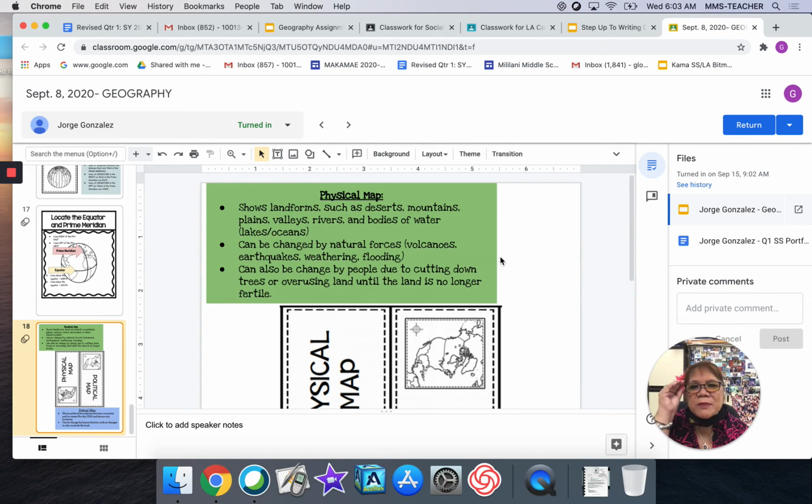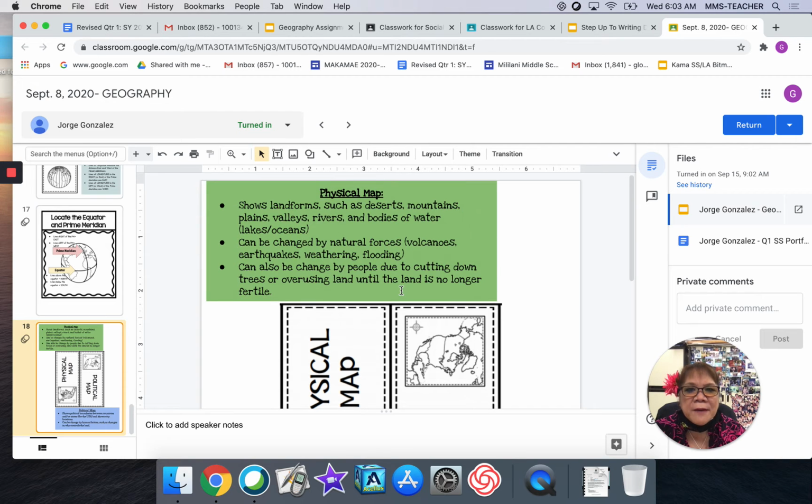A physical map shows landforms such as deserts, mountains, plains, valleys, rivers, and bodies of water like lakes and oceans. It can be changed by natural forces, volcanoes, earthquakes, weathering, flooding. It can also be changed by people due to cutting down trees or overusing land until the land is no longer fertile. Okay, so this is a physical map.